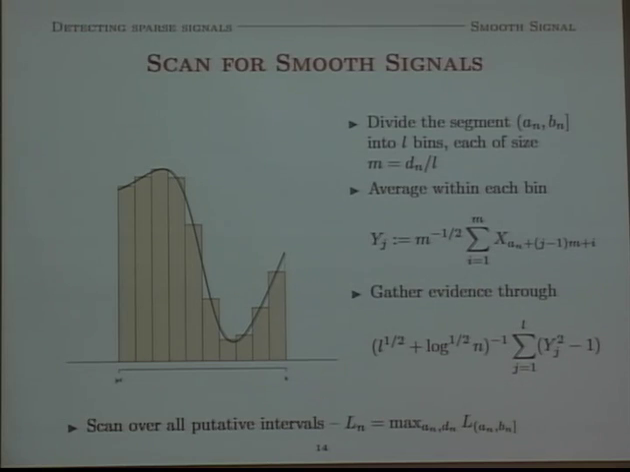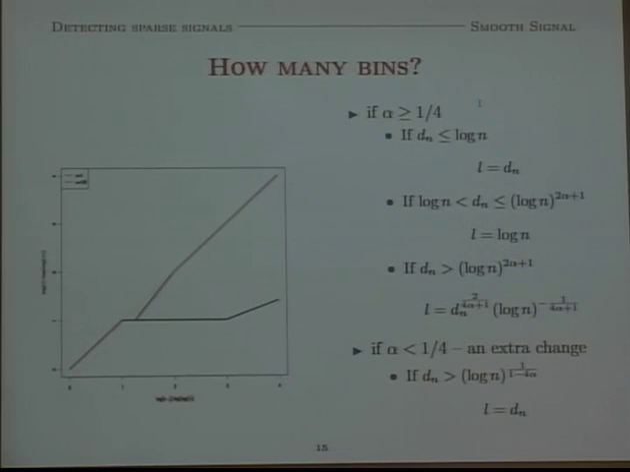Then I look at all candidate segments. I take the maximum, and I use the same thresholding level as we've seen before, and then we can detect the signal. But of course, there's one big piece missing here. How many bins should we divide this region into? And this turns out to be a little bit sophisticated. And this is where the kink we've seen in the previous diagram comes into play. It turns out there is a transition.